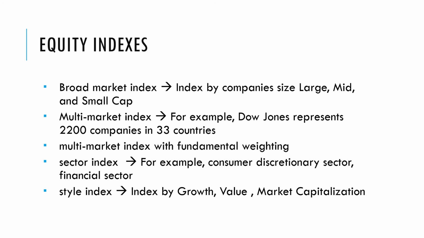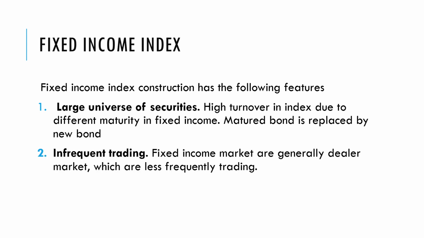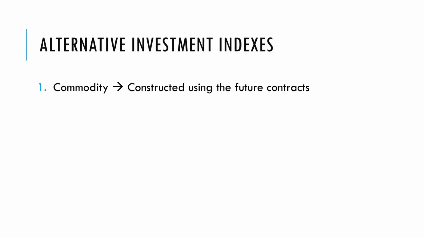This slide highlights various types of equity index. When a matured bond is replaced by a new bond, the index is adjusted. That is explained by the large universe of securities. The fixed income market is generally a dealer market, and is an infrequent market. The commodity index is constructed using futures.